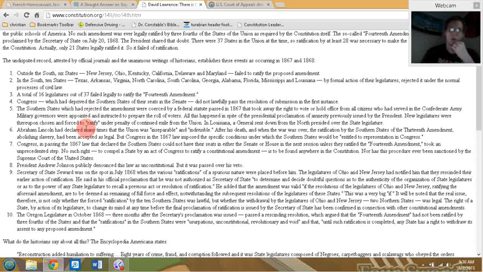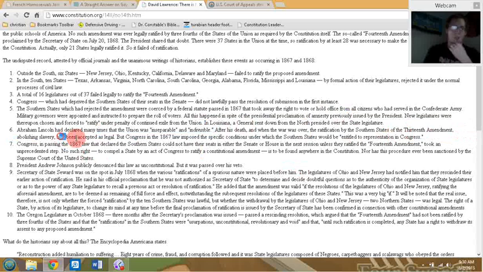I mean, let's just let it speak for itself. Right here, he said, inseparable, indivisible. Lincoln said that. After his death, when the war was over, the ratification by the Southern states of the 13th Amendment abolishing slavery had been accepted as legal.